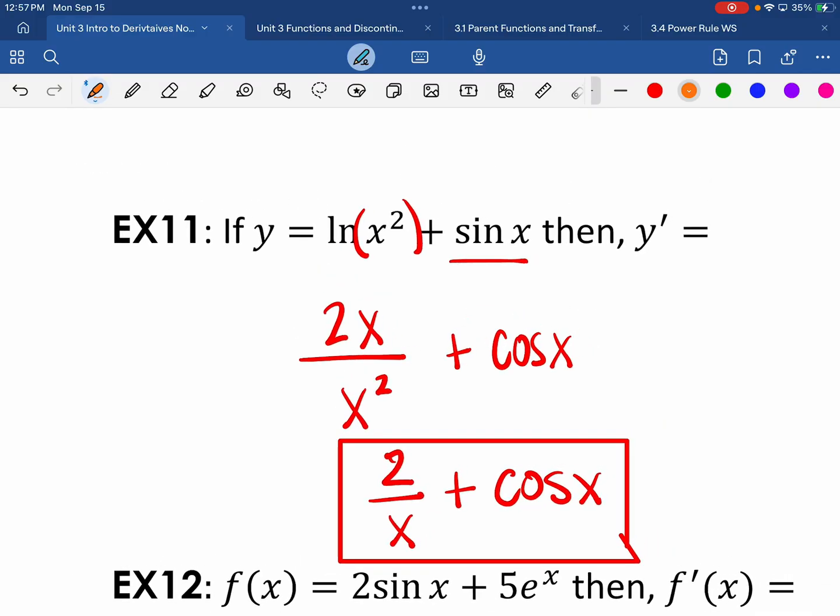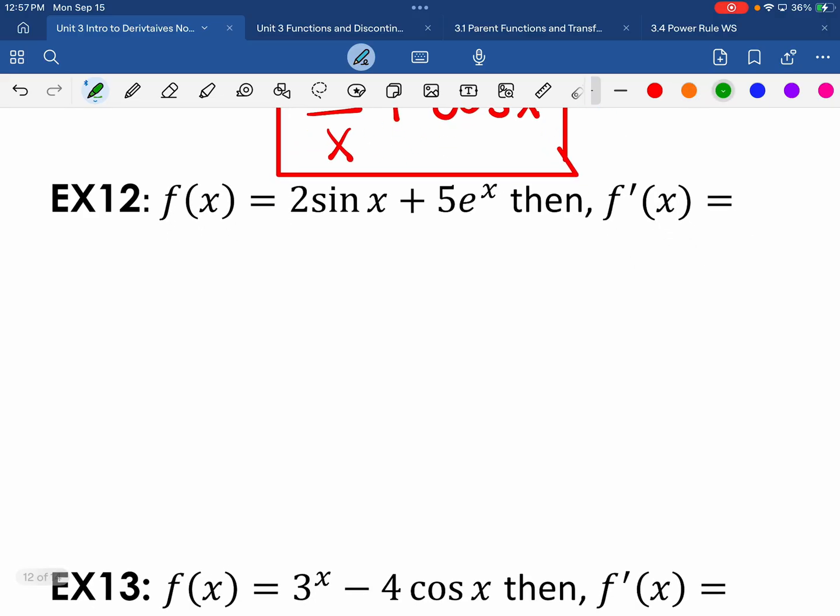Now, another way you could think about this is using your log rules. I can move that 2 in the front and rewrite that as 2 ln of x, because it's an exponent, which would be 2 times 1 over x, and you get the same thing. But if you don't know your log rules, it's okay as long as you know your derivative rule. Is that okay? Yep.